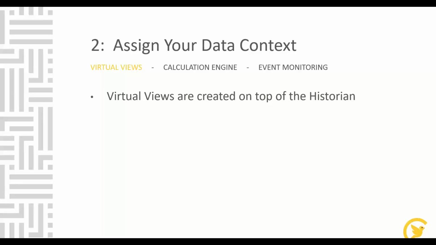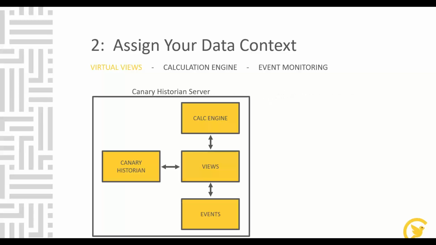Okay, so virtual views are created on top of the historian. If you look at it, the view is more like a service that is connecting to the historian, which is storing all your raw data, and you've got a calculator engine that I will explain later, plus the events. This is more like an alert, how you can instruct the system to provide what kind of alerts, which we also explain at a later stage. And the client will access the view to actually see all this data.